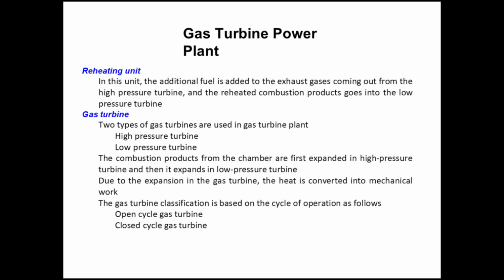Gas turbine. Two types of gas turbines are used in gas turbine plant: high pressure turbine, low pressure turbine. The combustion products from the chamber are first expanded in high pressure turbine and then it expands in low pressure turbine. Due to the expansion in the gas turbine, the heat is converted into mechanical work. The gas turbine classification is based on the cycle of operation as follows: open cycle gas turbine, closed cycle gas turbine.